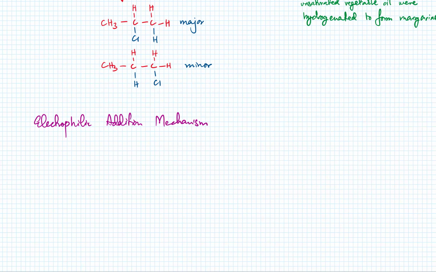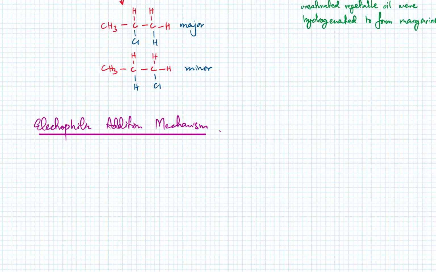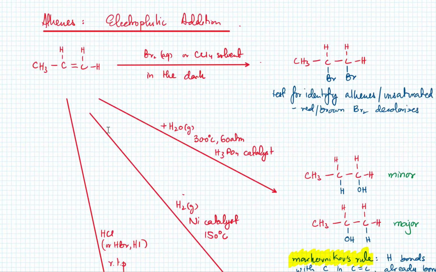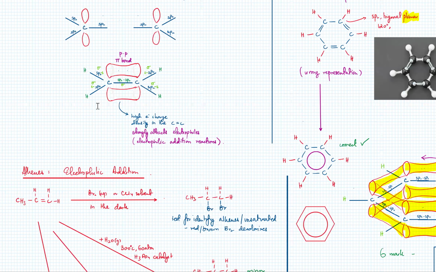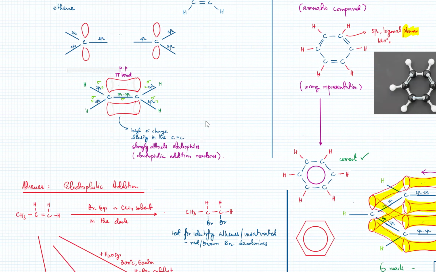So first thing, I'm going to quickly draw the entire alkene, basically the pi electron cloud. So that's what ethene looks like.